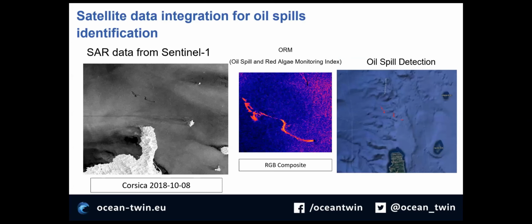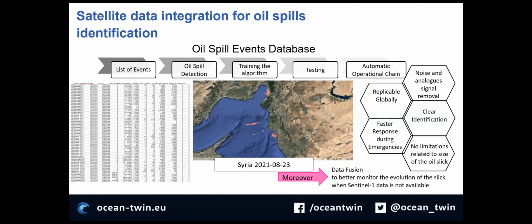Coming to the satellite data integration for the oil spill cases, we are working together as a group with DUTH and the MEO, and of course, we hope that others can join as well. At the moment, we're testing SAR data from Sentinel-1, and we're using the OEM index to detect oil spills from satellite data. The idea is to have a list of events, to test the algorithm in oil spill detection, then train the algorithm, test the replicability, and see if we can have replicability globally.